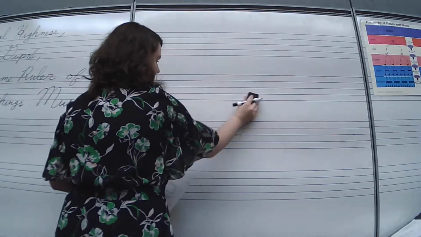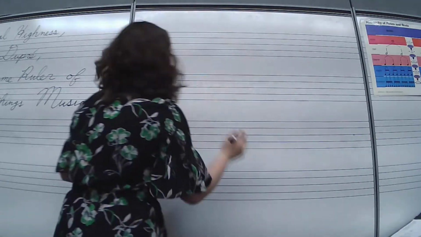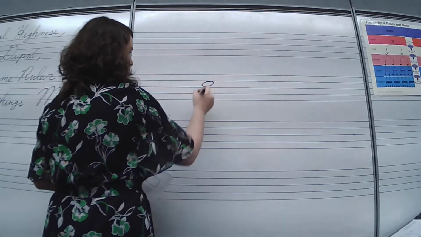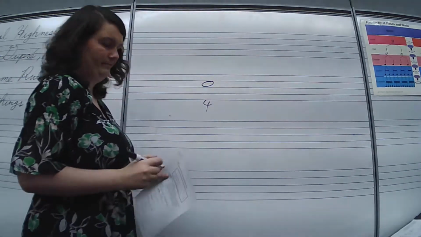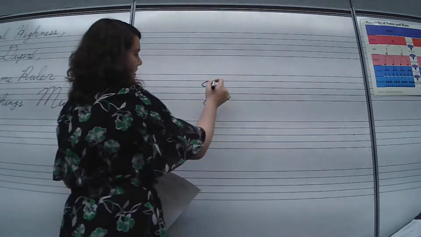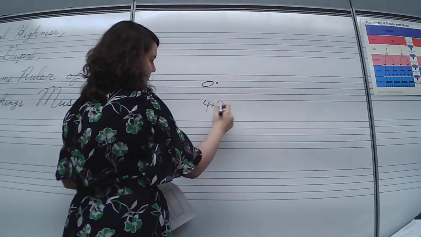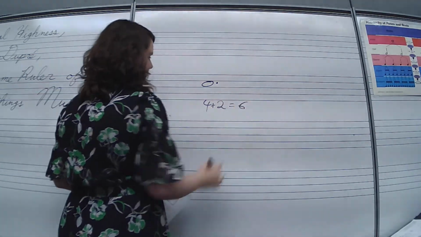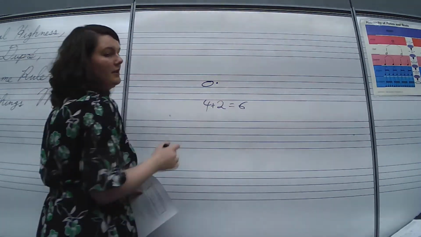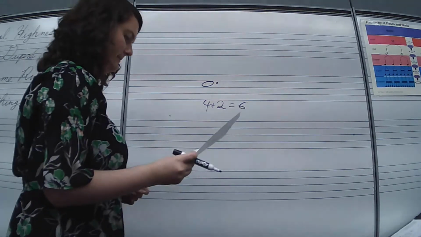Finally, we have the whole note. Whole note has 4 beats. Half of a whole note, add a dot. Half of 4 is 2. 4 plus 2 is 6. So a dotted whole note has 6 beats.